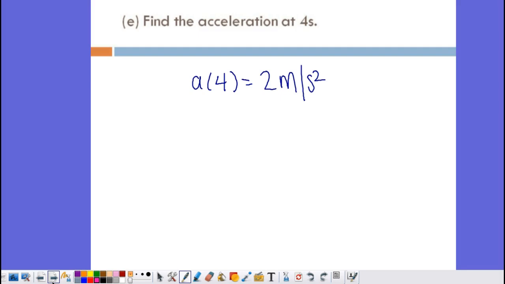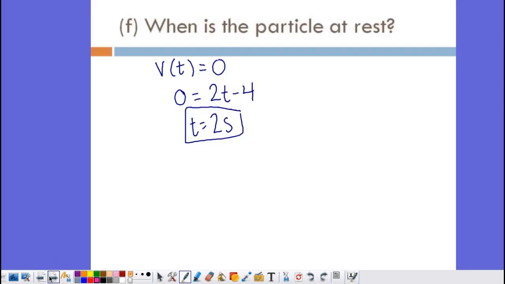Some key pieces of information that we want to know: when is the particle at rest? At 2 seconds, right? Because what happens at 2 seconds? The velocity is 0. So the particle is at rest when velocity is 0. Again, those of you that aren't in physics, these are things you don't quite know the same as if you were in physics.